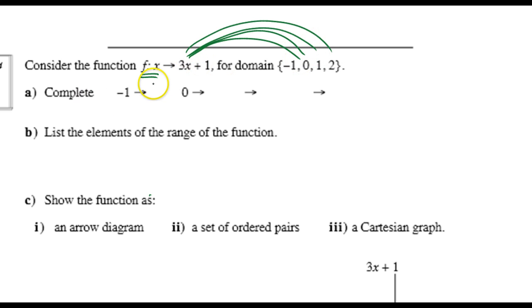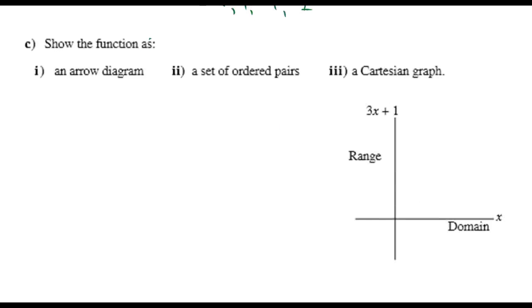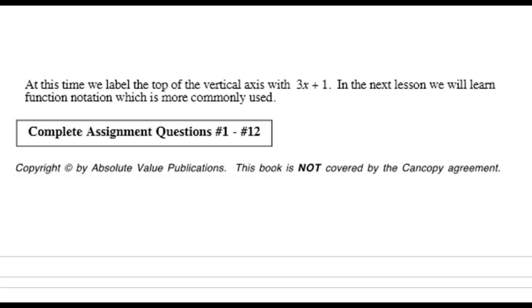In order to find out the output, you just substitute in the -1 for x. So 3 times -1 is -3, plus 1 is -2. That would be the output. If I put in 0, it would be 1. If I put in 1, it would be 4. If I put in 2, it would be 3 times 2 is 6, plus 1 is 7. So that's all that really is. List the elements of the range of the function. The elements of the range are -2, 1, 4, and 7. Okay, I think you guys get the idea here.